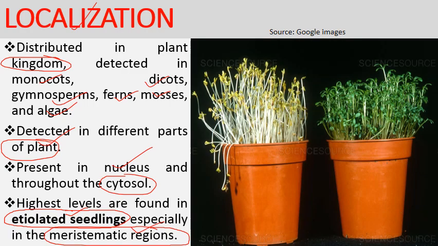So in this photograph you can see here, this is the normal grown seedling under light condition. So these are dark green in color, while these are the etiolated seedlings which are grown in dark conditions. So these are known as etiolated seedlings, and in the meristematic tissue of these etiolated seedlings the highest amount of phytochrome is present.